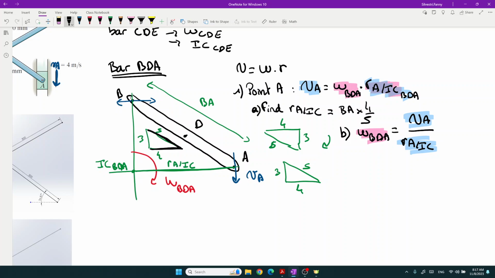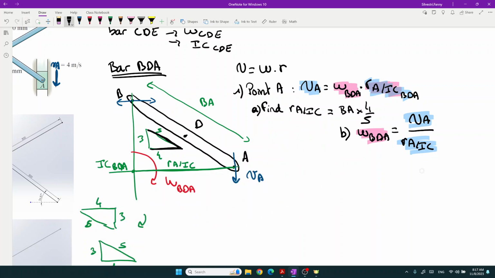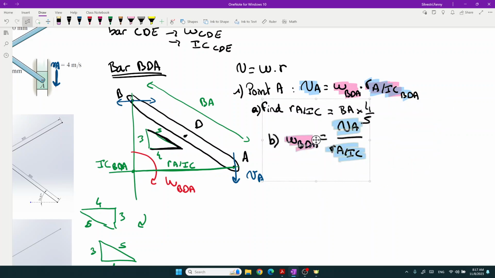Step 2. Okay, I will move my little triangle there so I have a little bit more space. Let's move it there. Try to stay one step below another. Step B. Step number 2, we will go at point B. I think point B is easier to do than point C. So let's go at point B. We are at point B and we want to find VB equal omega BDA times RB about the IC of BDA.